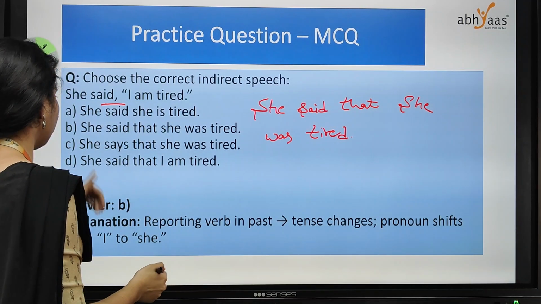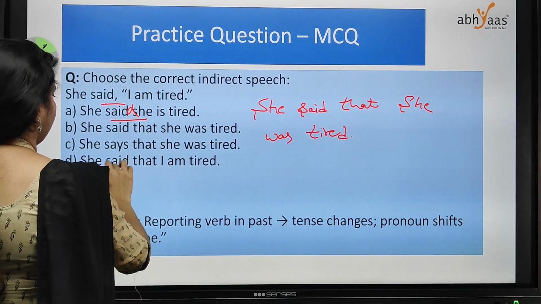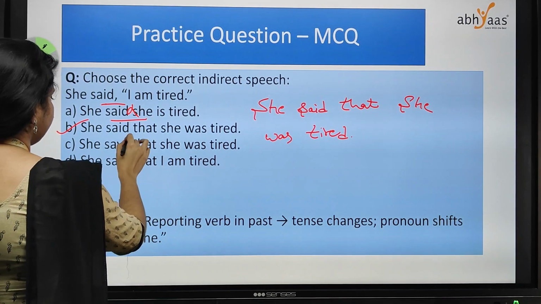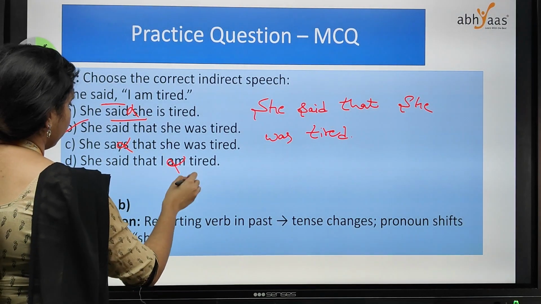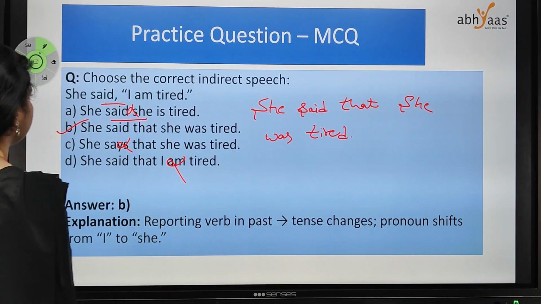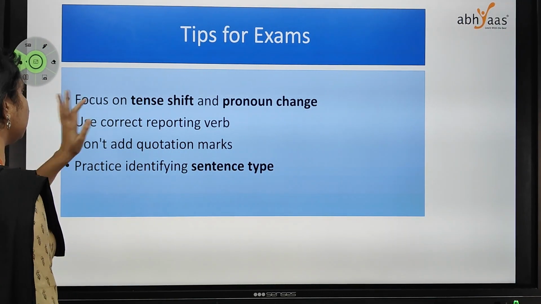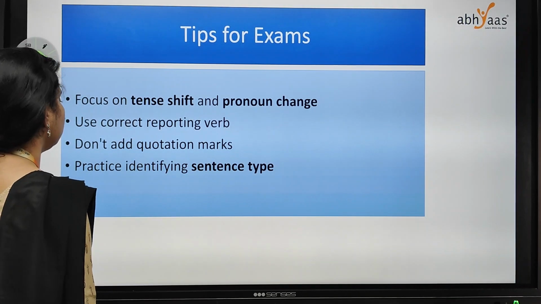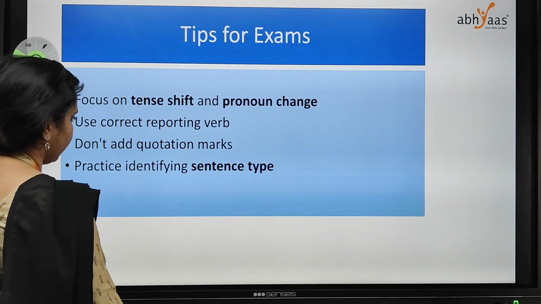So where do we have that she said she is? No, there is no that. She said that she was tired. B is your answer. She says that, no, you cannot change the reporting verb. She said that I am tired. No, there is no pronoun change here. So you can just focus on the tense change and pronoun change and use the correct reporting verb. Don't add quotation marks and practice identifying sentence type.